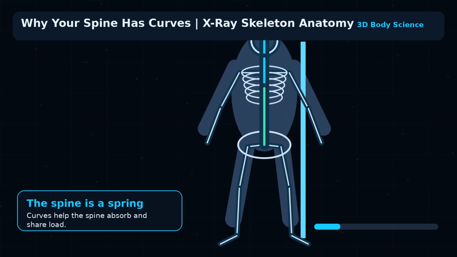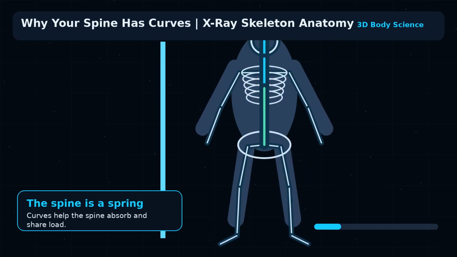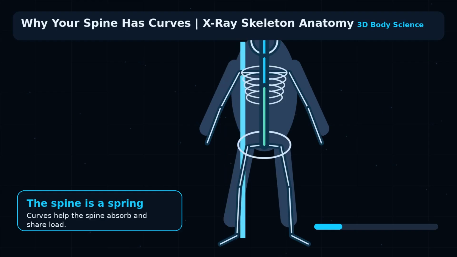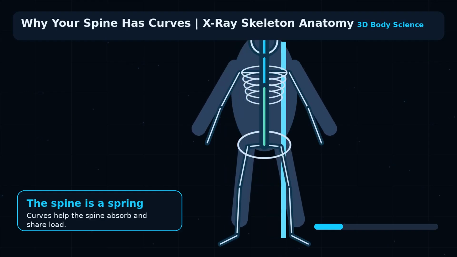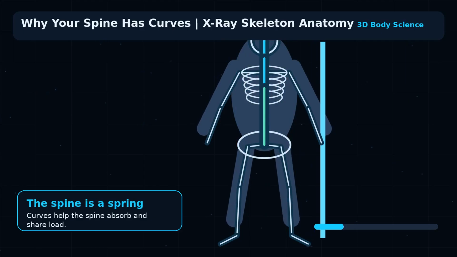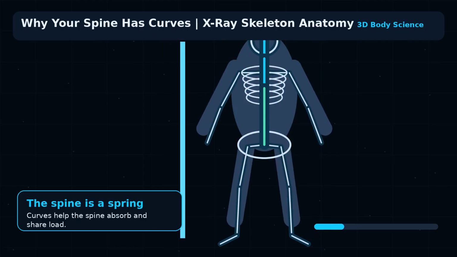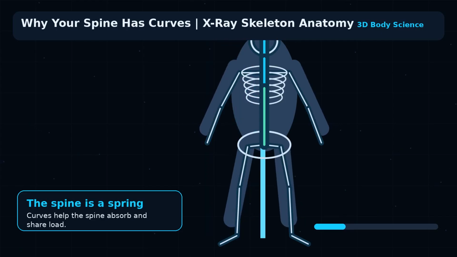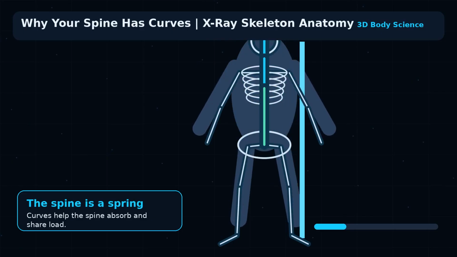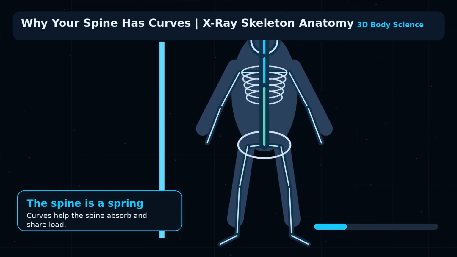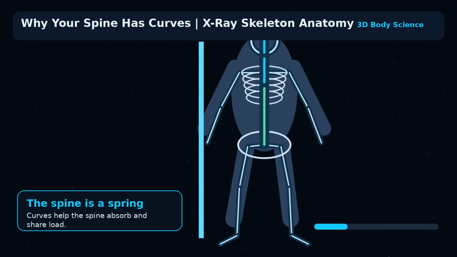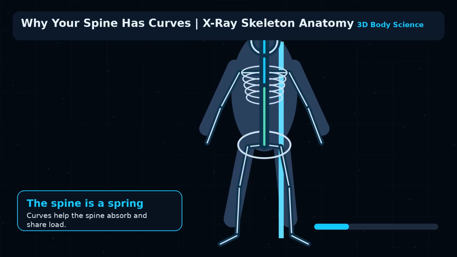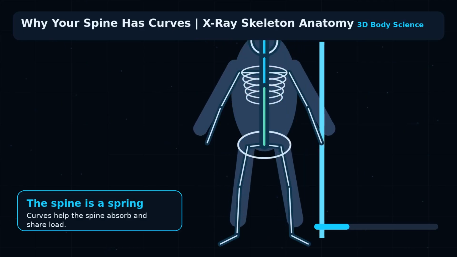The first key point is that the skeleton uses shape to guide motion. Joints are not loose hinges floating in space. They have curved surfaces, ridges, sockets, arches, and contact zones that nudge bones along certain paths. In why your spine has curves, those shapes matter because they decide where force travels. A rounded surface may roll. A socket may center a bone. An arch may compress and rebound. A curve may spread load across a wider area instead of concentrating it in one spot.